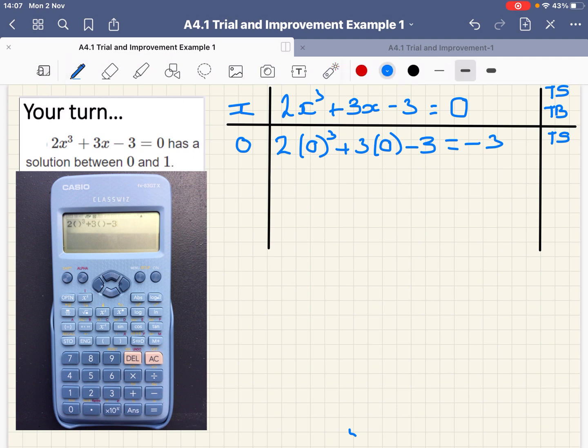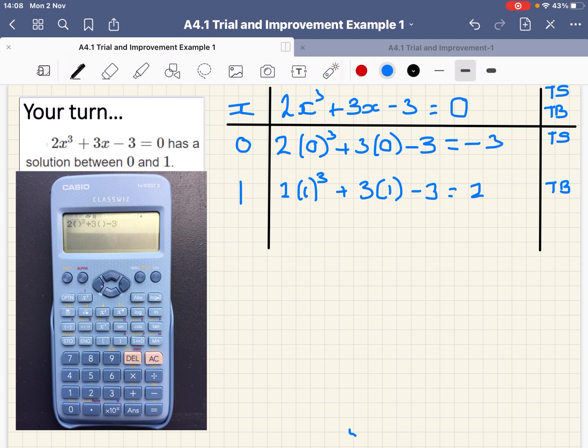We're going to do exactly the same now with 1. So we'll have 2, 1 cubed plus 3, 1 minus 3. I'm going to type that into our calculator and we get an answer that is 2. When we compare that to the 0 we're hoping for, 1 gives us an answer that is bigger than 0. Therefore, 1 as a solution is too big. We have now got the change between a too small and a too big that we're hoping for.